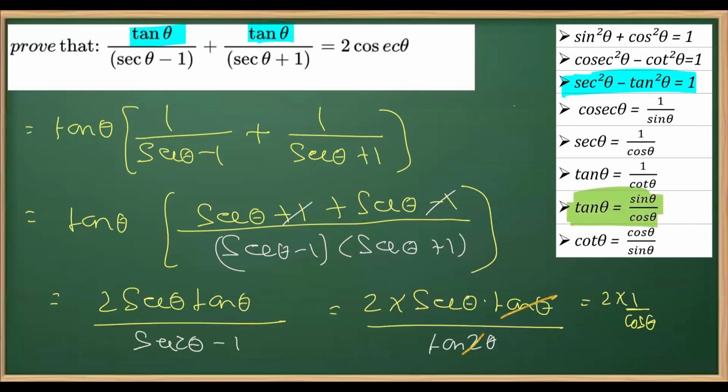Now check here. Dividing by sine by cos is the same as multiplying with its reciprocal. So instead I'll write cosθ by sinθ. Well, it's easy to understand that I had to divide by tan, which is sine by cos, so I multiplied by cos by sine. So here cos and cos get cancelled, and we get 2 multiplied by 1 by sine, right? 1 over sine is what? Cosec. So I can write directly cosecθ. So this is equal to RHS.